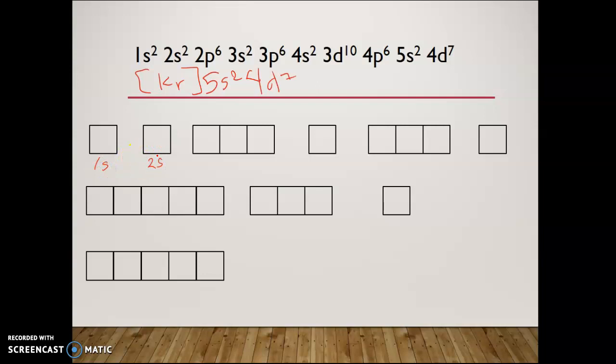And so all of these will be filled until you get to the very end here. This is your 4d. And with 7 electrons, remember, you go in unpaired first. So 1, 2, 3, 4, 5. And then you go back and pair. 6, 7. So all of these boxes will be filled, and then this is what your 4d orbital will look like.